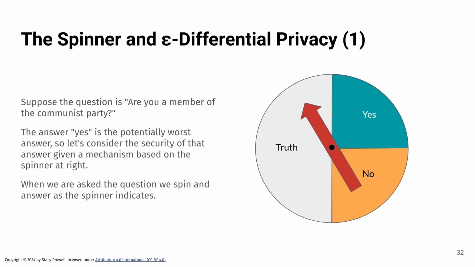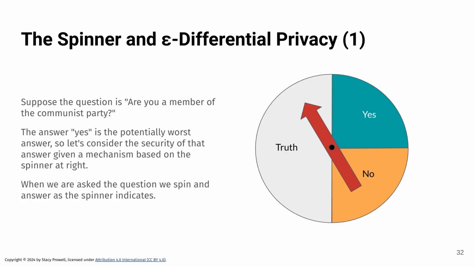So let's go back to our friend the spinner. Remember the spinner? So here is the spinner, and now we're going to be looking at it through the lens of differential privacy. So suppose we choose a question. In this case, our question is going to be, are you a member of the Communist Party? So we know you're a dirty commie, and we're going to try to find out. Or at least we think you might be. So we're going to ask you that question. So we go and we ask people that question, are you a member of the Communist Party?